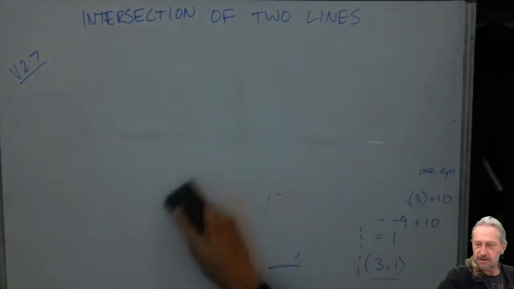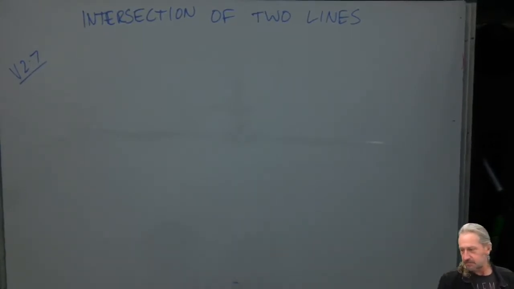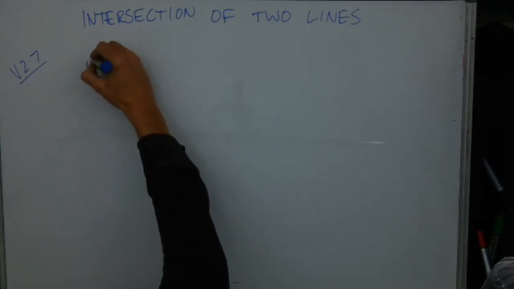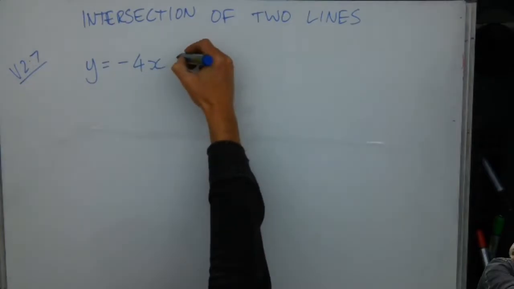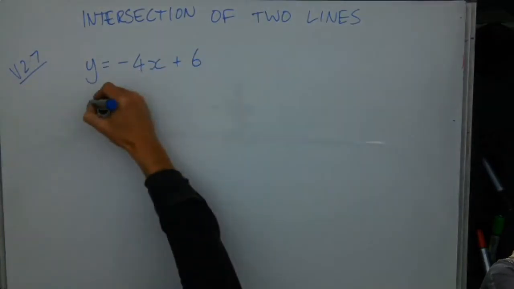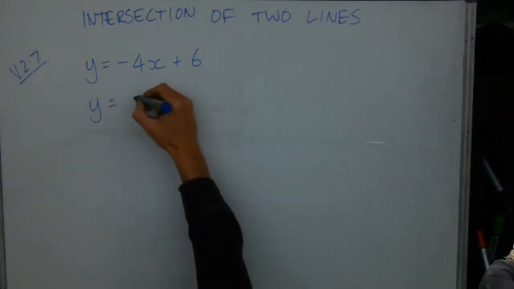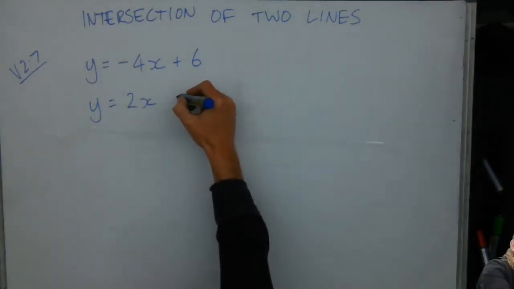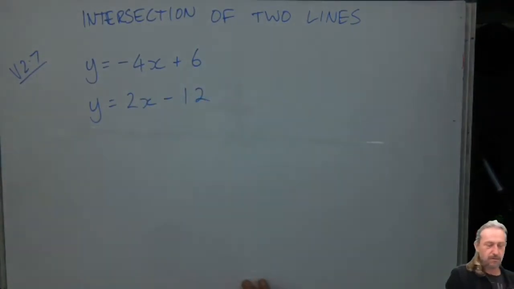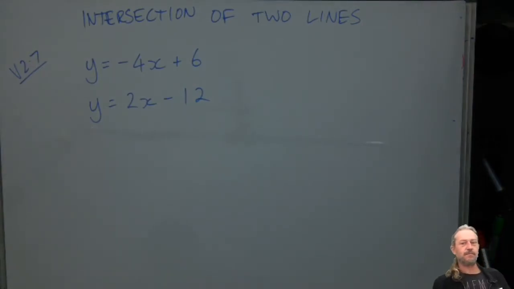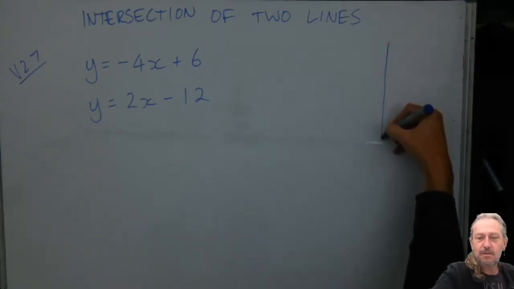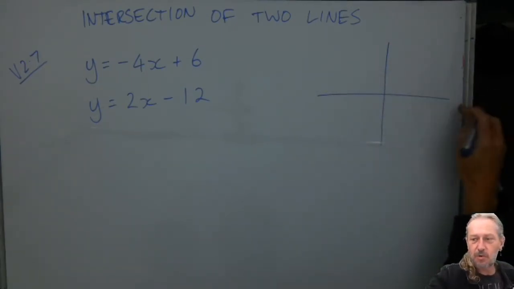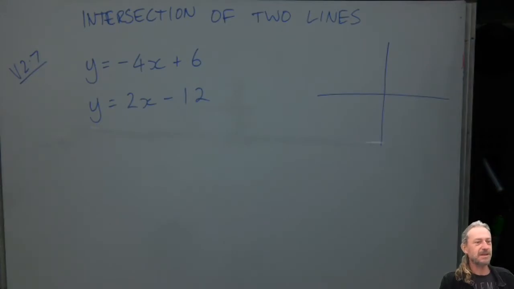This is just going to be a very short video. So y equals negative 4x plus 6 and y equals 2x take away 12. Right, just so that we can get some idea of what we're going to be dealing with, I will try and draw a slightly more accurate representation.